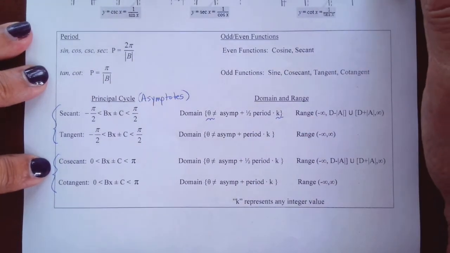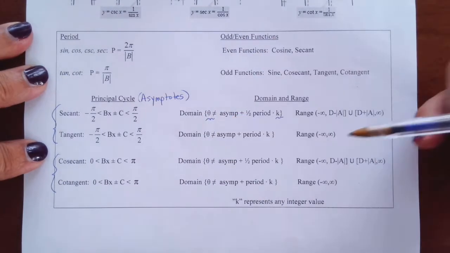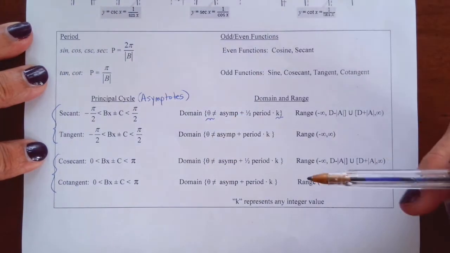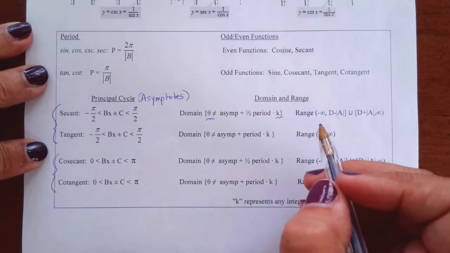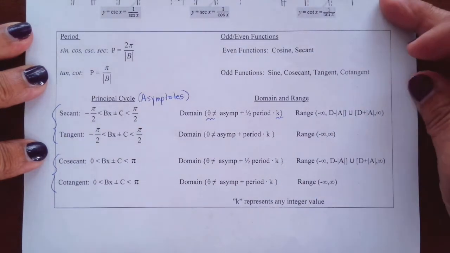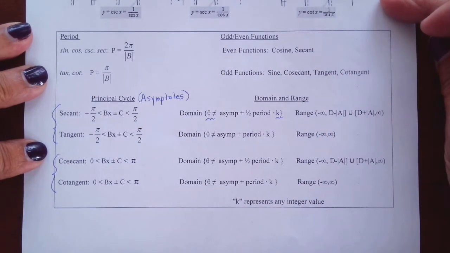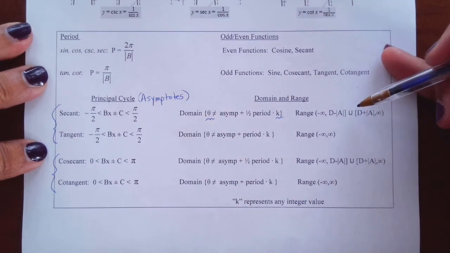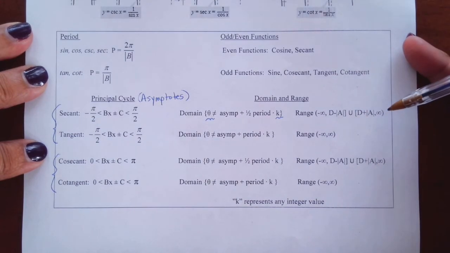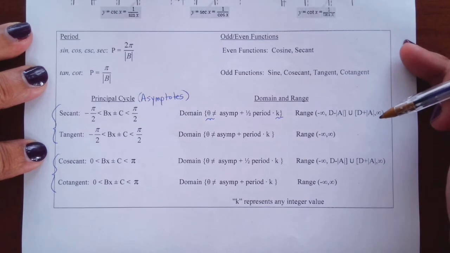Okay? So we're going to do these. So this looks like a lot, and it is, but there's a lot of similarities and a little bit of difference in here. Then the range, remember the range for sine and cosine was just from d minus a to d plus a. Well, here the range is the opposite of that. It's negative infinity to d minus a, and then union d plus a to infinity. And I'll explain that and why that is in just a minute.